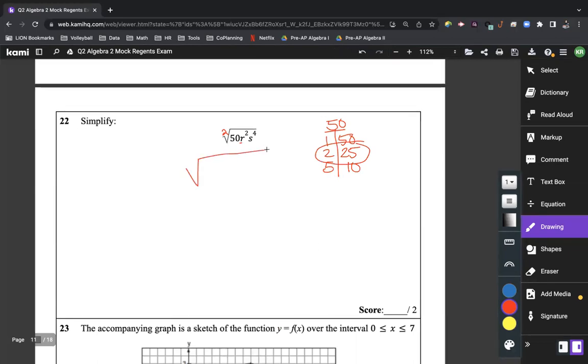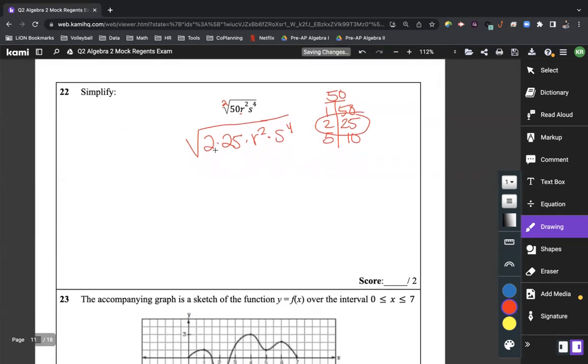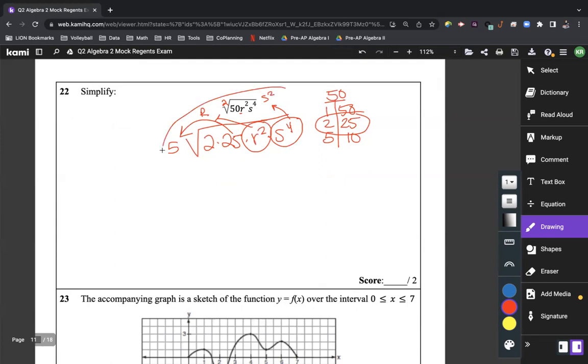In just breaking this up, I get 2 times 25 times r squared times s to the 4th. Now this 2 can't come out, but this 25 can. It can come out as a 5. Because these exponents are even, I'm just dividing them by 2. 2 divided by 2 is 1, so this comes out as an r. S to the 4th, 4 divided by 2 is 2, so this is going to come out as an s squared.